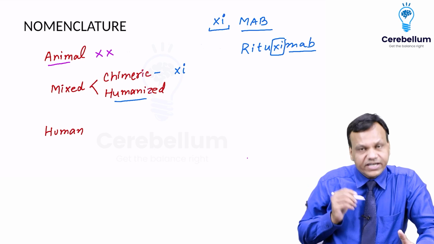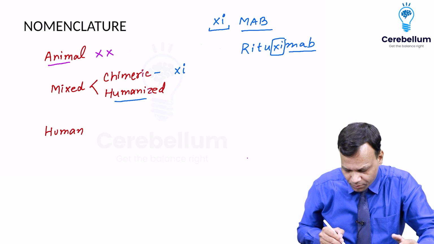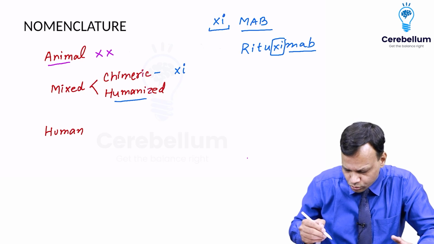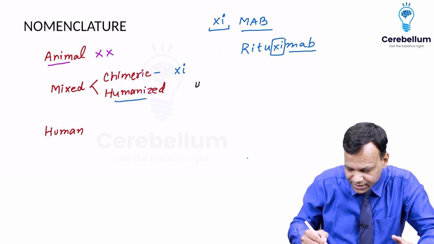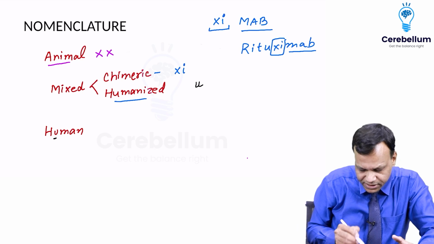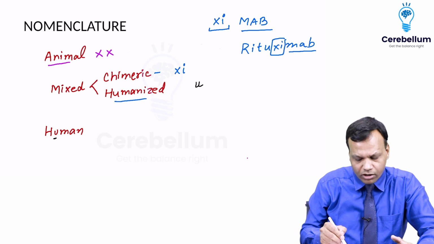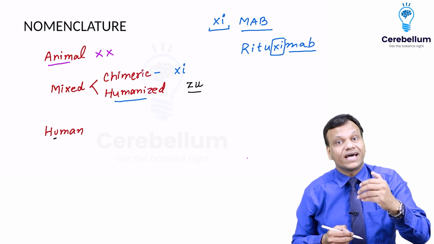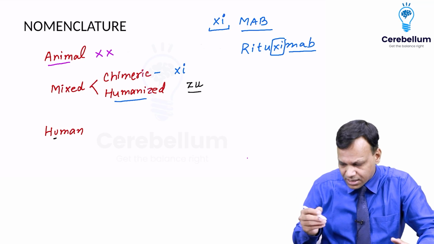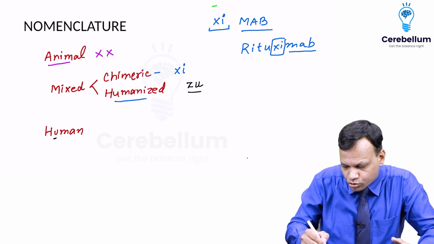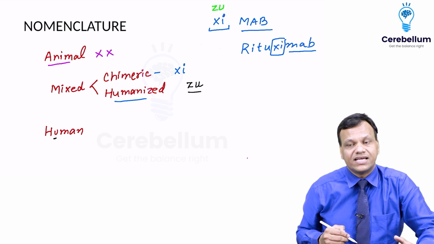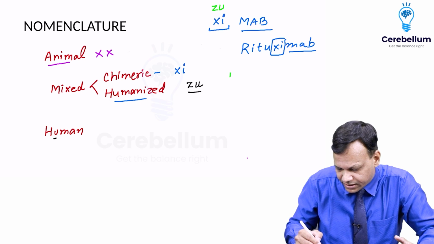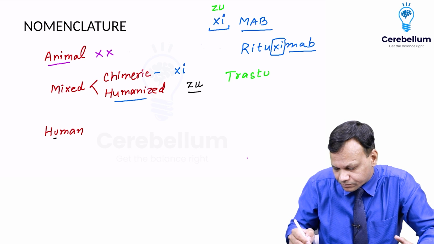Okay. Now, if it is humanized, we know humanized contains a U. So we have taken U of the humanized. But we saw that U is present in human also. But human did not contain Z. So if we write ZU, it means it is humanized. If the source code contains ZU, it is humanized. Like if we say trastuzumab. Trastuzumab is a monoclonal antibody which is humanized.